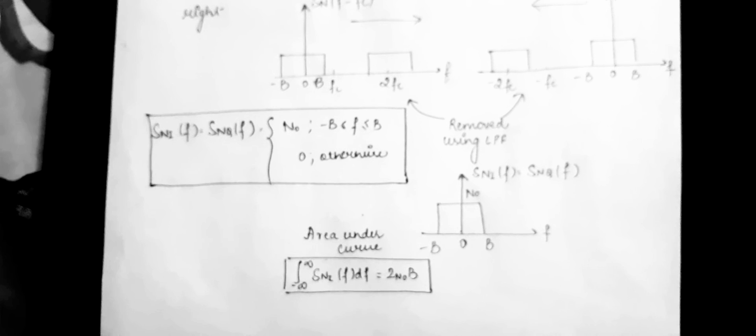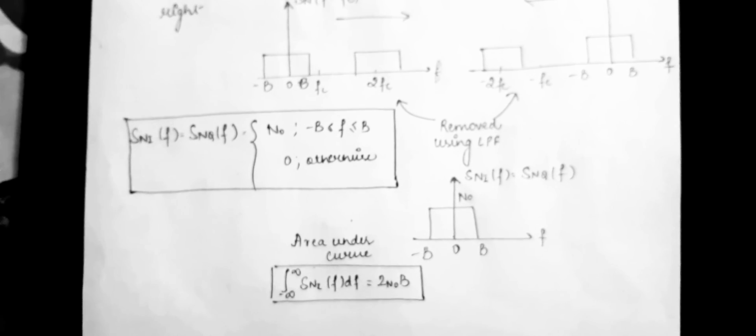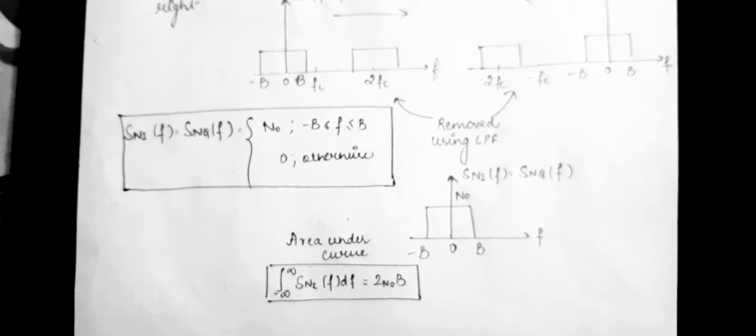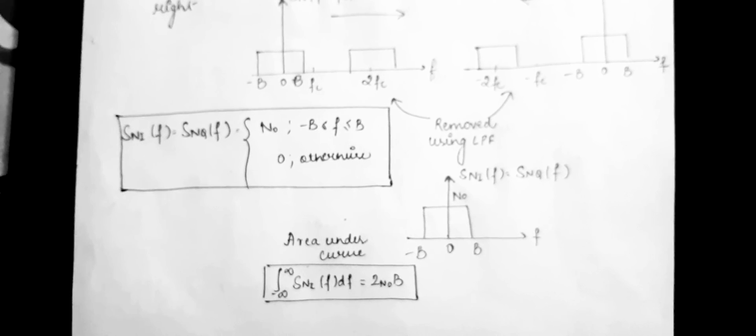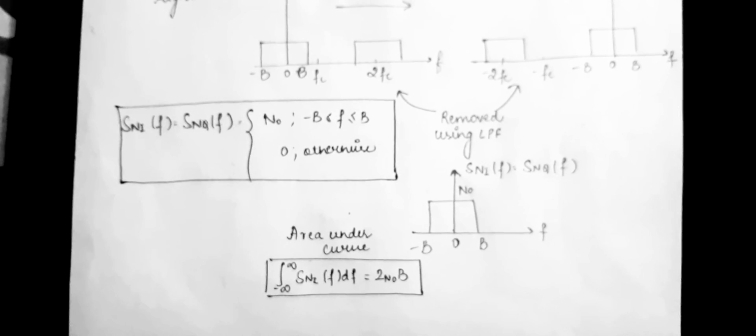So from here we can conclude that when the mean of the in-phase and quadrature components of the narrowband process is equal to 0, then the power spectral densities are identical, which gives the relation between the in-phase and quadrature components with respect to the power spectral density of the narrowband noise process. So this was all about the narrowband noise process.